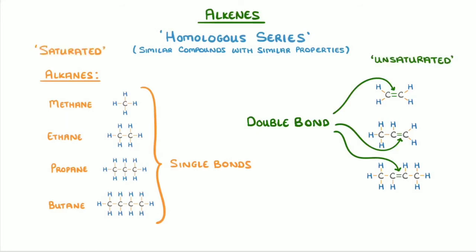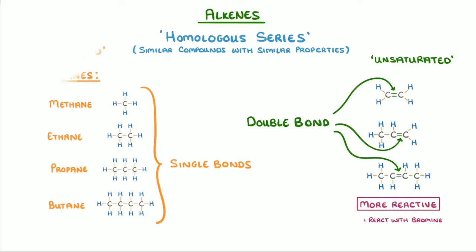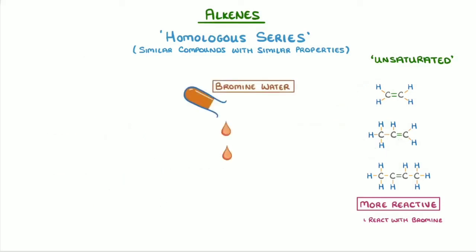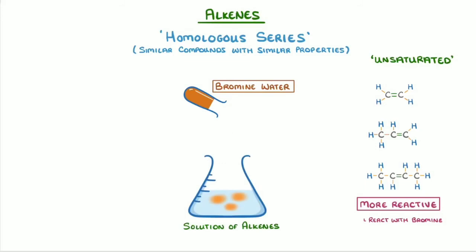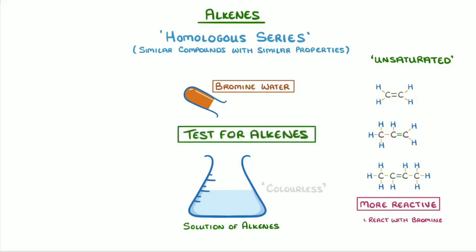And this difference leads to two important features of alkenes. One is that they're more reactive than alkanes, so they're able to react with bromine. And specifically, you need to know that if we add bromine water to a solution of alkenes, then they'll decolorize the bromine water from orange to colorless. And this is actually the test for alkenes that you need to remember.